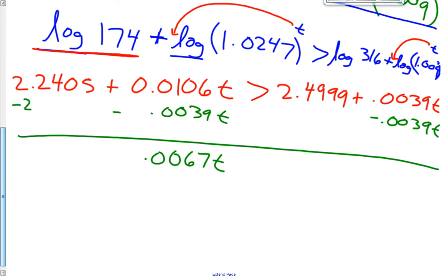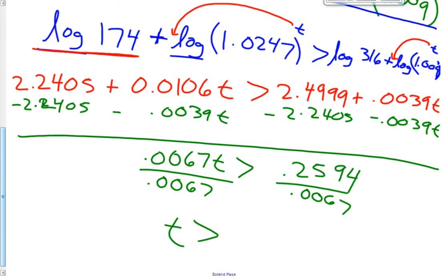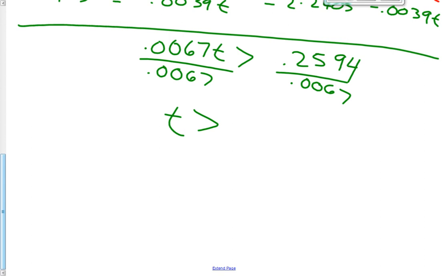And then let's subtract 2.2405 and get that onto the right side. Subtract 2.2405. So then we end up getting 0.2594. Okay, last step. Divide both sides by 0.0067. So what does t equal, or t is greater than approximately 38.7164 years.